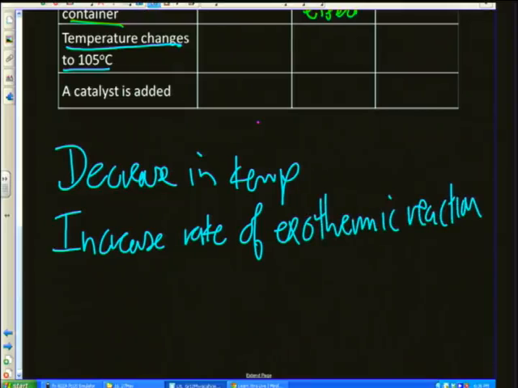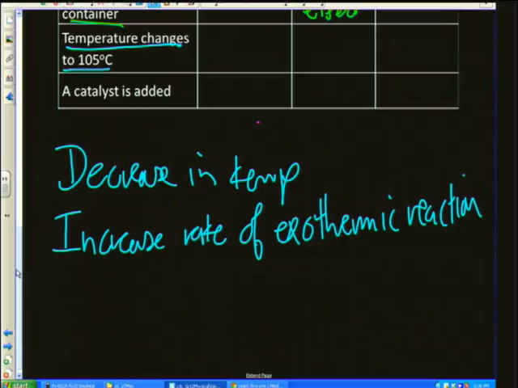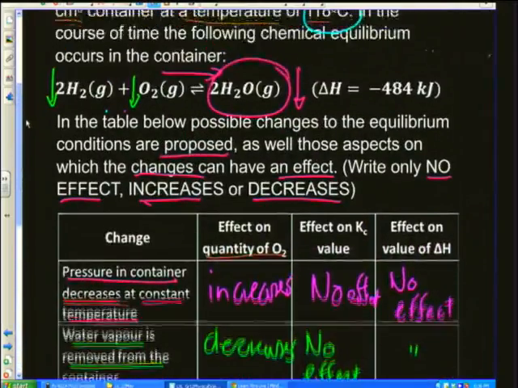How did I get that? Well, remember, exothermic reaction actually produces heat. If I decrease temperature, the system tries to warm it up. If the outside temperature gets cold, what does your body do? It wants to shiver. And what's it doing? It's increasing the temperature. Same thing happens here. So it increases the rate of the exothermic reaction. And if it increases the rate of the exothermic reaction, now we have to say what reaction is favored.